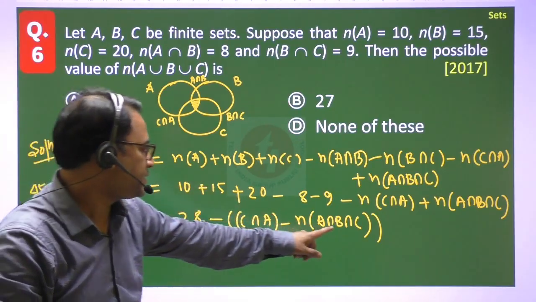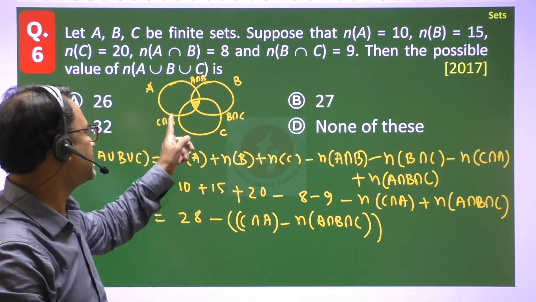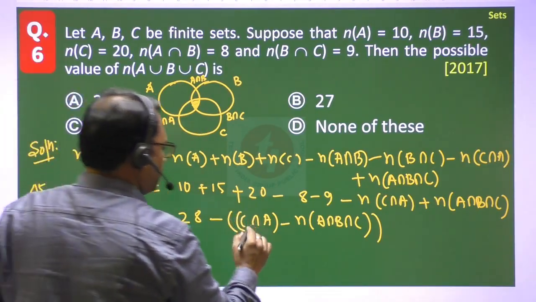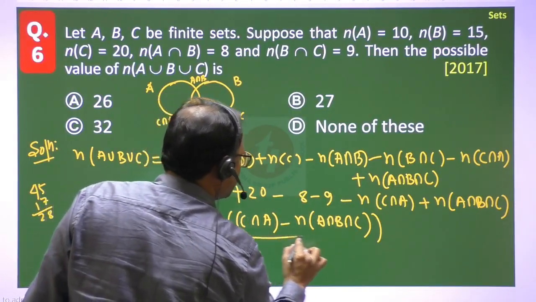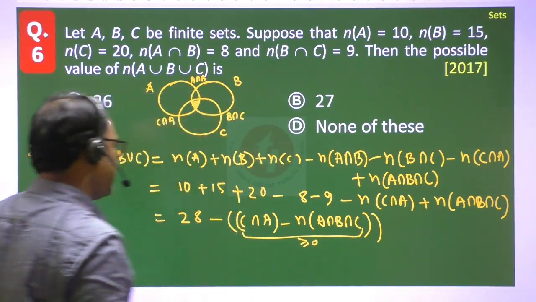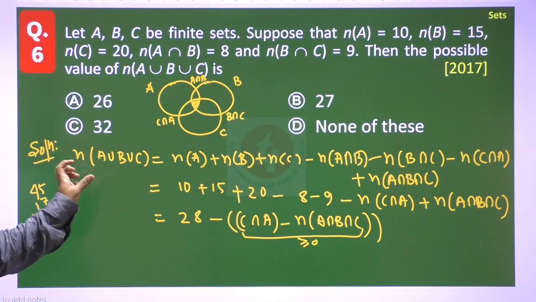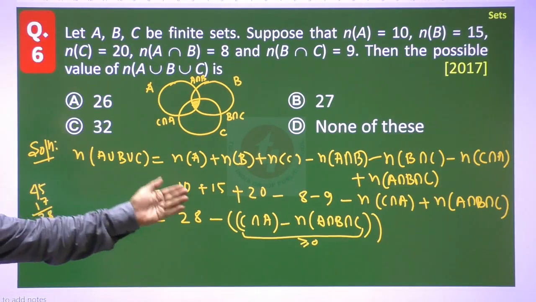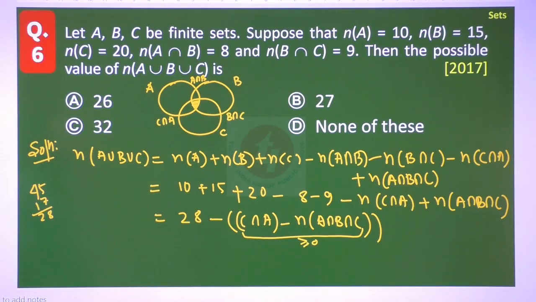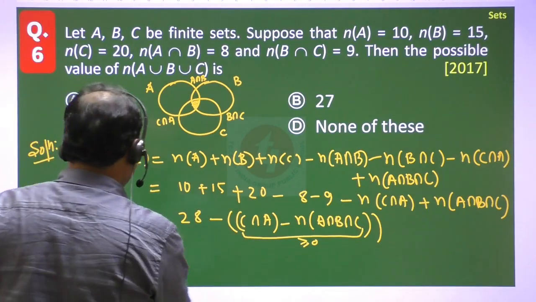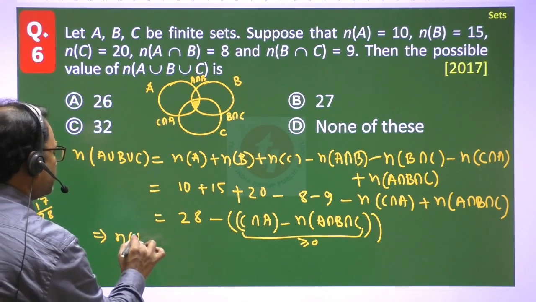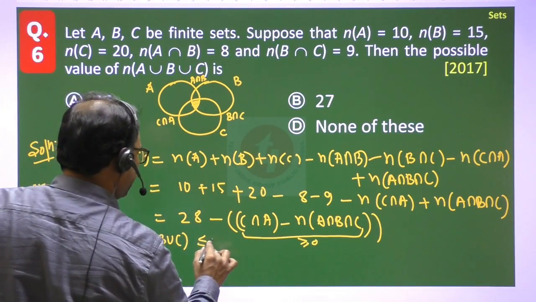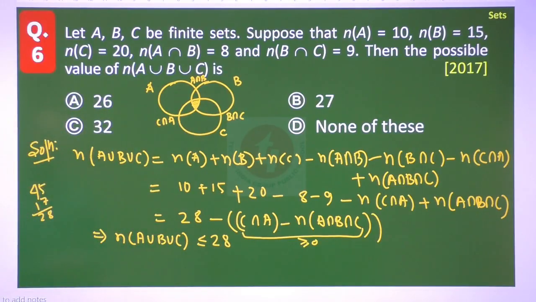What you notice is that A intersection B intersection C is a subset of C intersection A, because it is part of C intersection A and B intersection C. So when you subtract this one from this, you have some elements, that means this will be greater than or equal to 0. If you subtract 0 from 28, the answer is 28. If you subtract more than 0, the answer will be less than 28. So this implies n of A union B union C is less than or equal to 28. Yes or no?